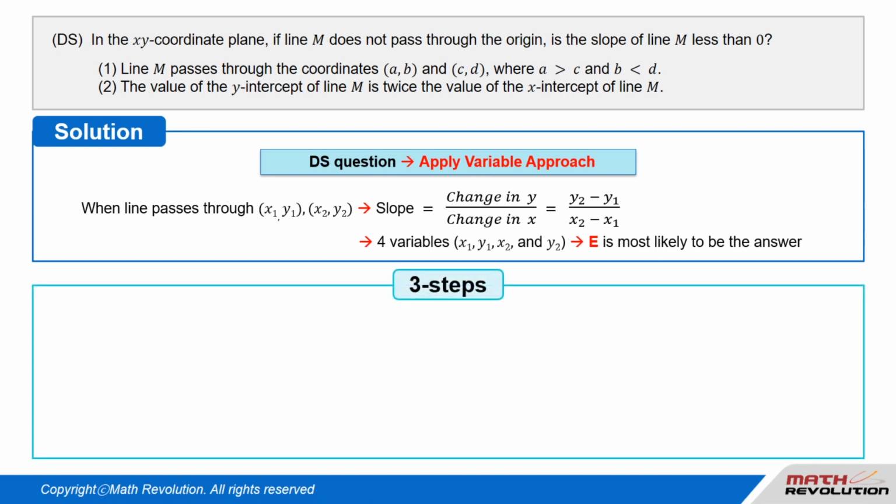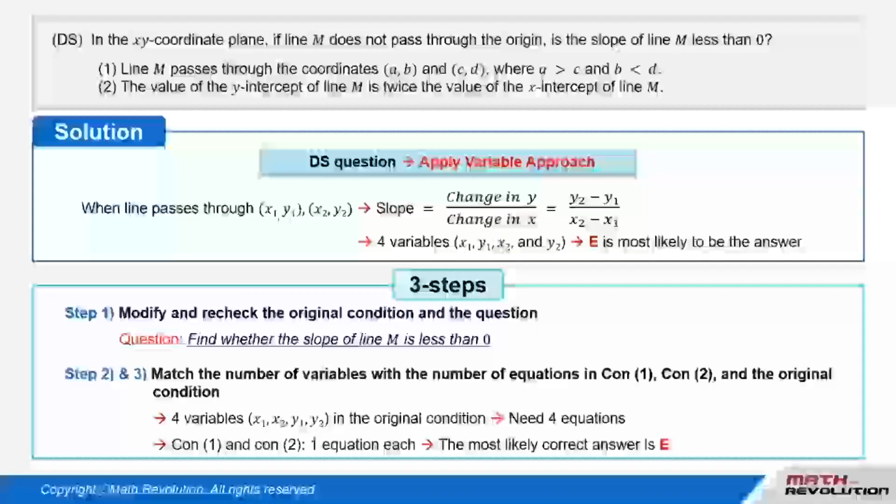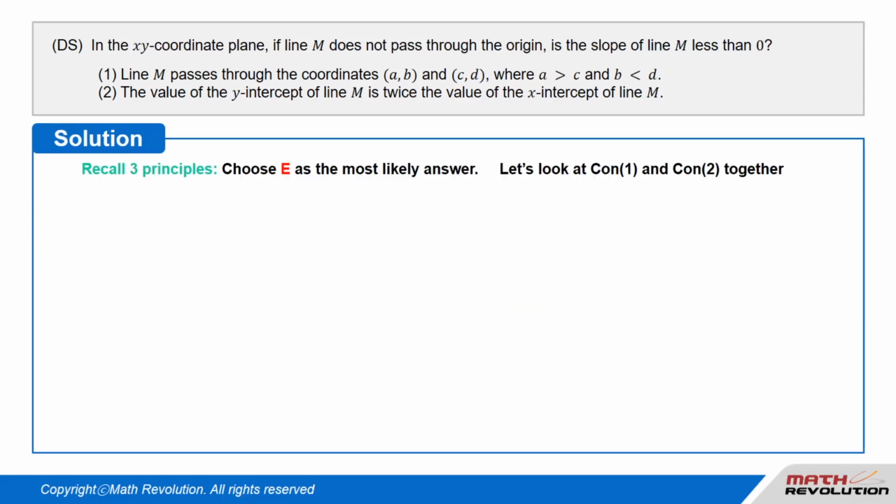Let's apply the 3 steps suggested previously. Follow the first step of the variable approach by modifying and rechecking the original condition and the question. We have to find whether the slope of line M is less than 0. Follow the second and the third steps. From the original condition, we have 4 variables, x1, x2, y1, and y2. To match the number of variables with the number of equations, we need 4 equations. Since conditions 1 and 2 will provide just 1 equation each, it's about 80% likely E is the answer. Recall 3 principles. Choose E as the most likely answer.